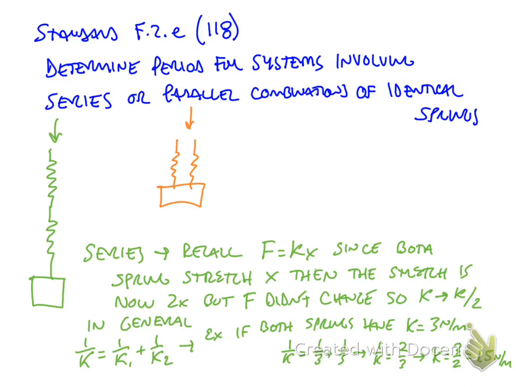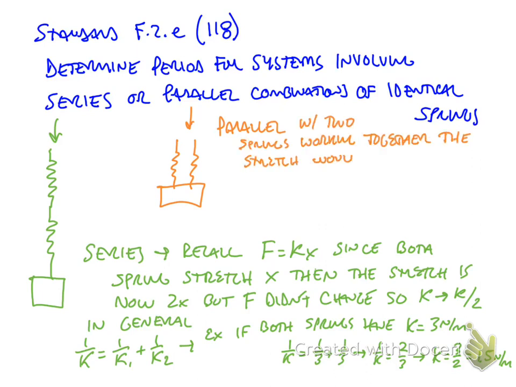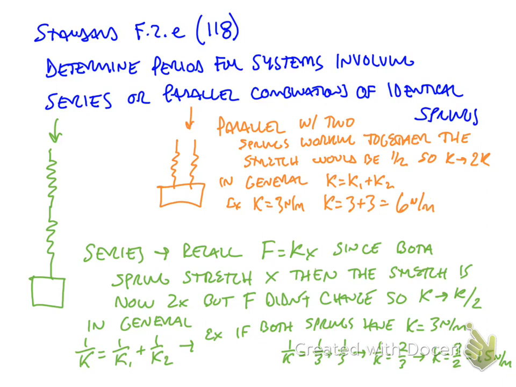Now let's take a look at the parallel springs. With parallel springs, two springs working together, they're each going to stretch half as much. So if they each stretch half the distance, then k must be twice the k value. So in general, the way we solve for this is k equals k1 plus k2. For an example, if k again is 3 newtons per meter, we have k equals 3 plus 3 equals 6.